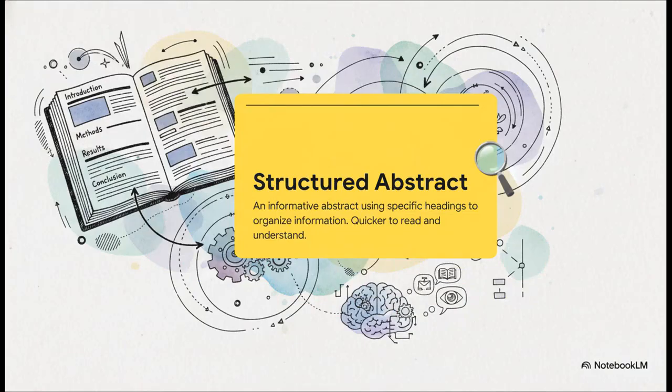A structured abstract is basically just an informative abstract that's been obsessively organized. It uses these really clear, specific headings, which is why you see them everywhere in scientific and medical journals. And the research backs it up. They are way faster to read and easier to understand because you're not hunting around for information. It's all just laid out for you.